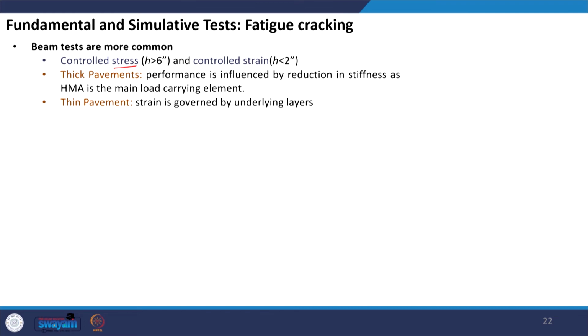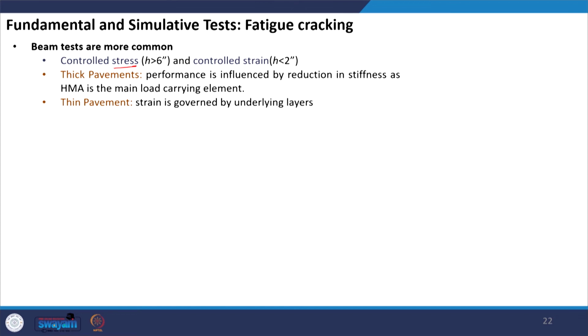In the controlled strain experiment, I am fixing the strain. So, let us say I have to give 100 microstrain to the sample or 200 microstrain to the sample, and then I will see what load is required to achieve this strain level, and I will maintain that stress level or load level during the test, alright.